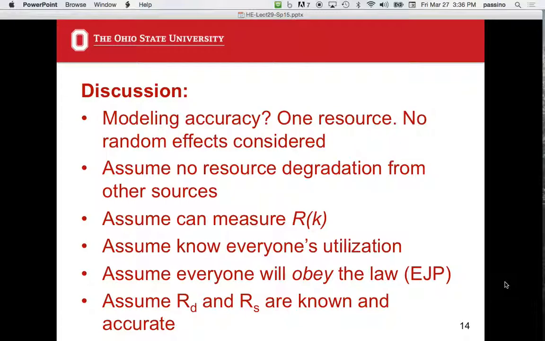I'm assuming I can measure R of K. That's a pretty big assumption because it is very difficult to measure a number of aspects of the environment.